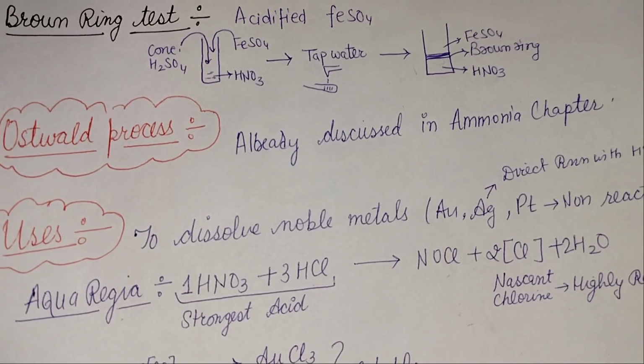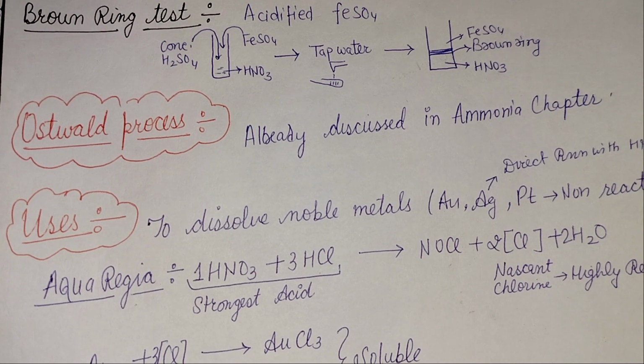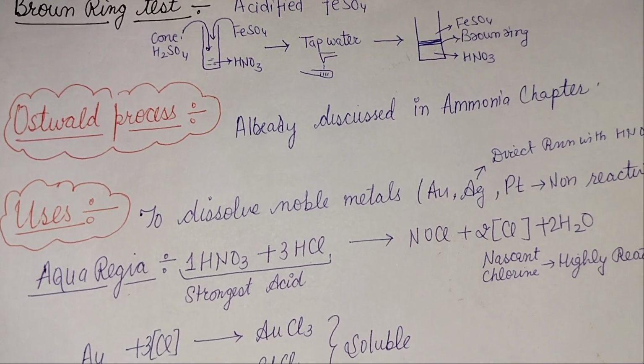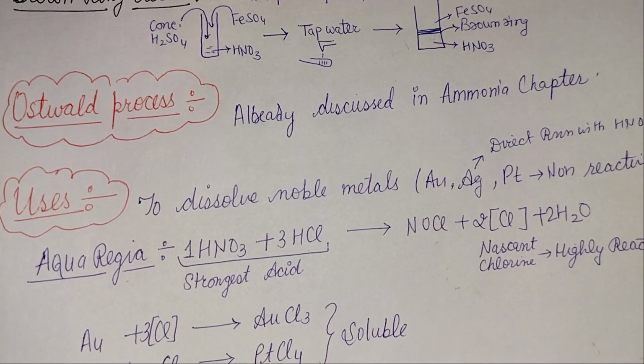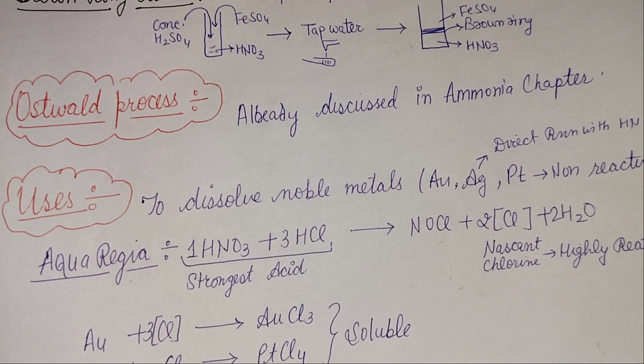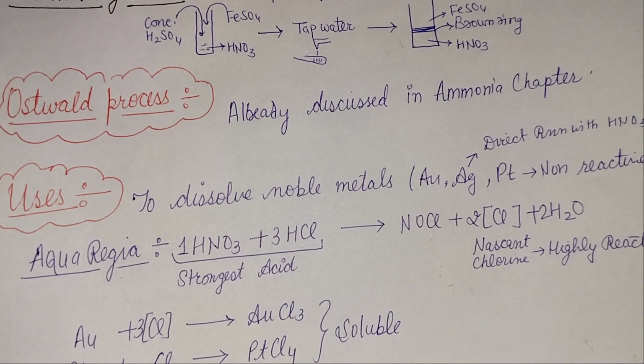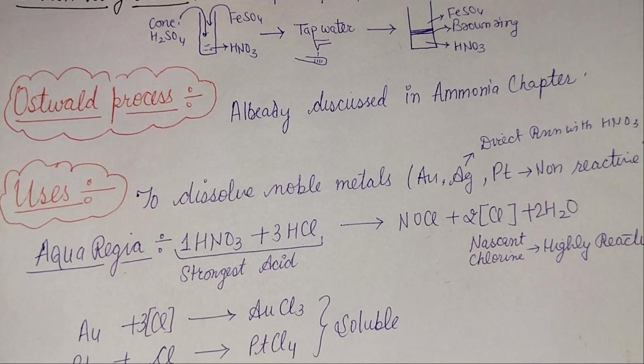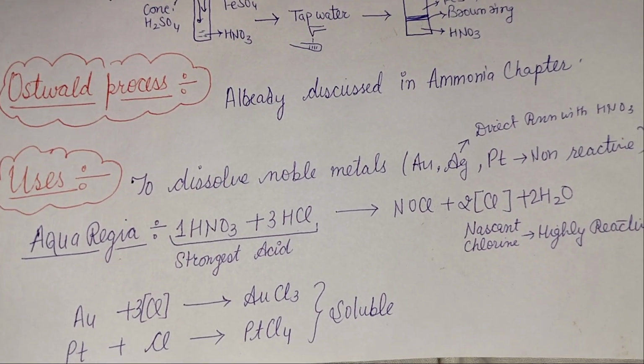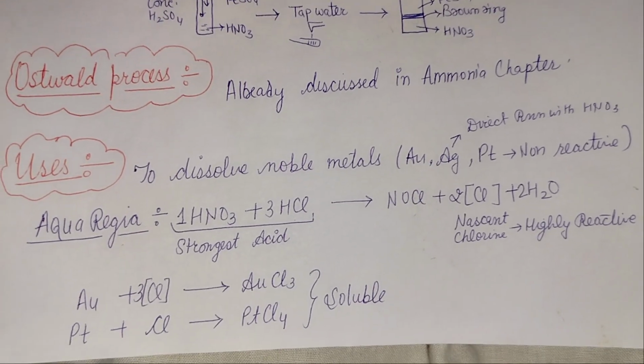Whenever nitric acid is prepared on a large scale or in industries, there is one process involved, that is the Ostwald process. But we are not going to discuss this process here because we have already discussed it in the ammonia chapter. If you have not watched that video, please check it out in the playlist.